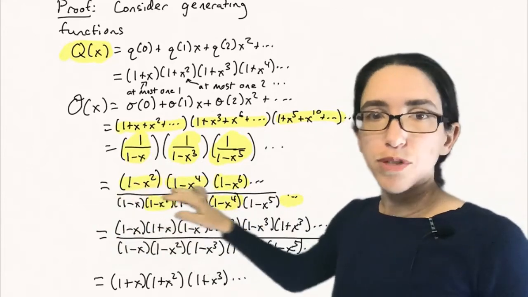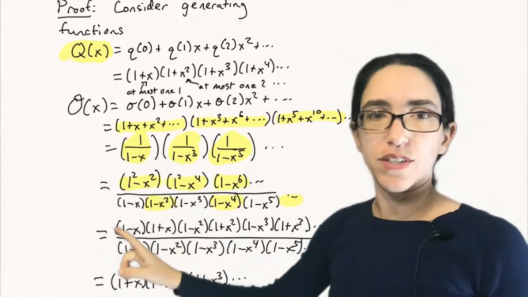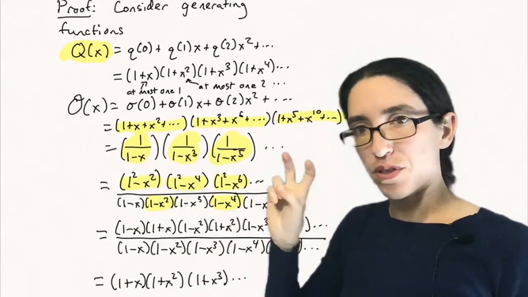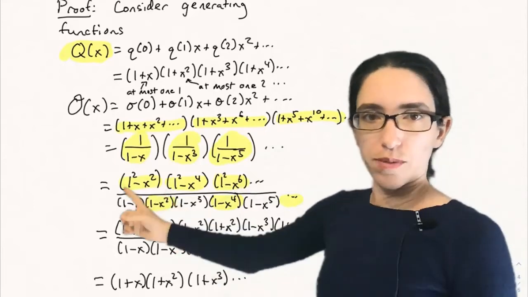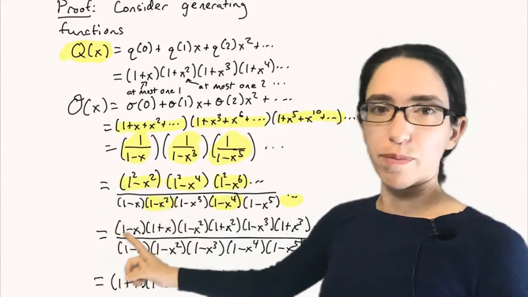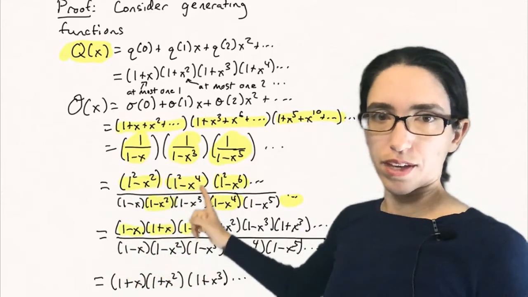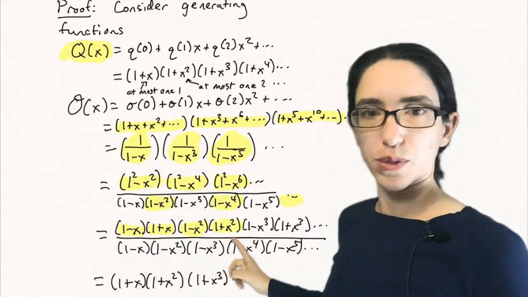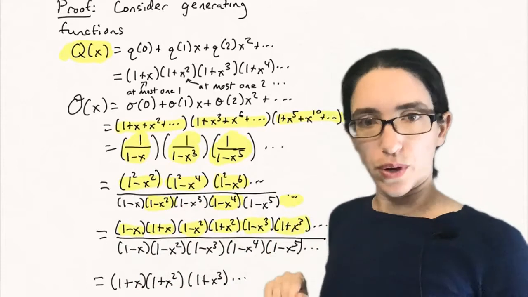And now in the numerator, we can factor 1 minus x squared as, we can think of it as 1 squared minus x squared. And by the difference of two squares formula, which is a famous factorization formula, 1 squared minus x squared factors as 1 minus x times 1 plus x. And 1 squared minus x to the fourth, thinking of this as x squared squared, that's 1 minus x squared times 1 plus x squared. And then we get 1 minus x cubed times 1 plus x cubed, and so on.